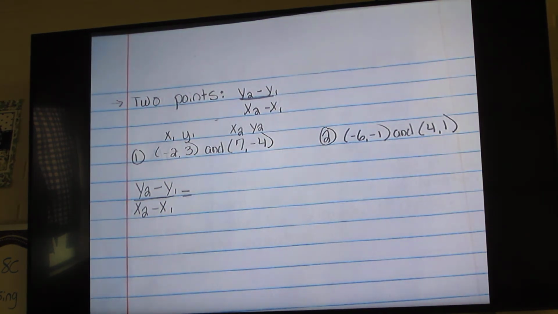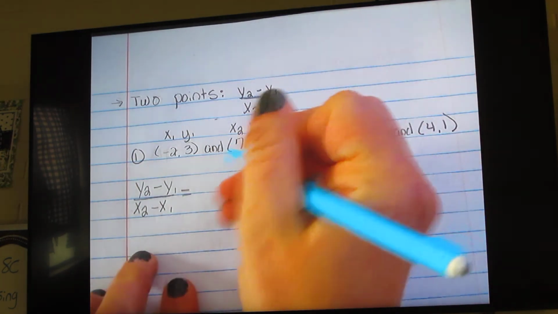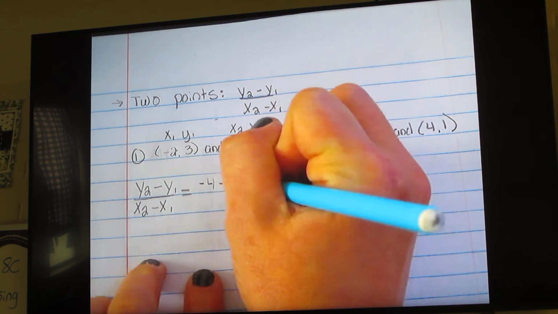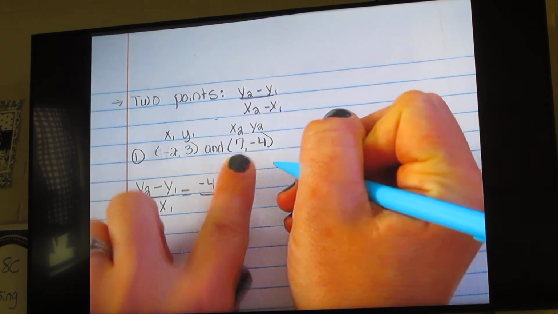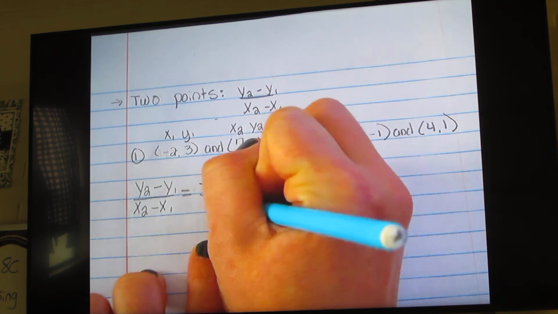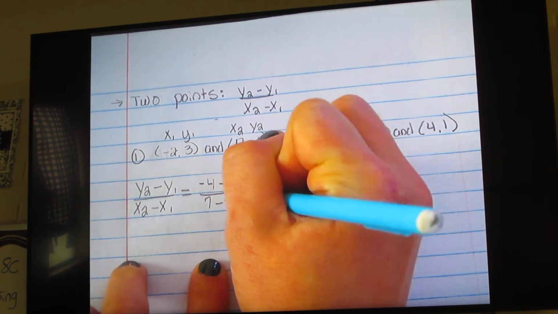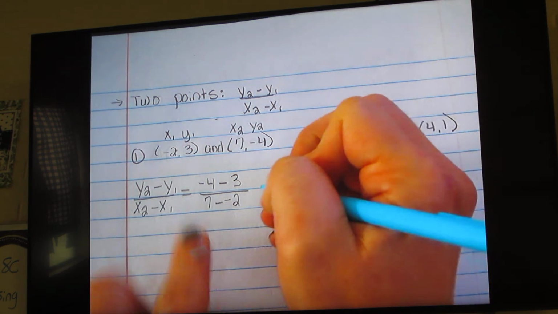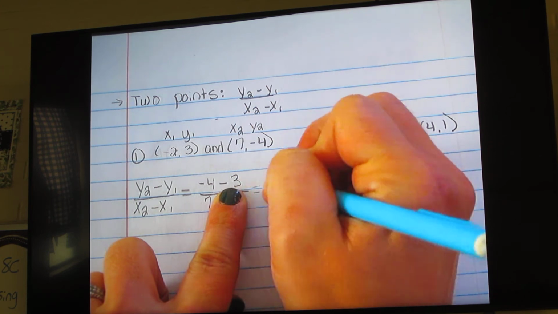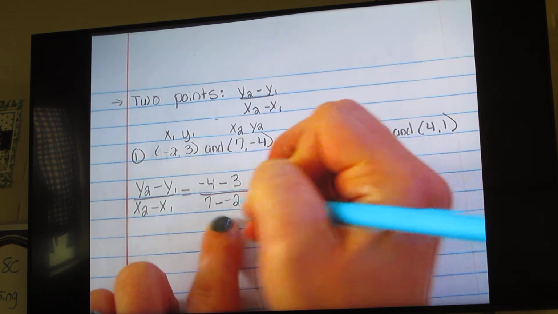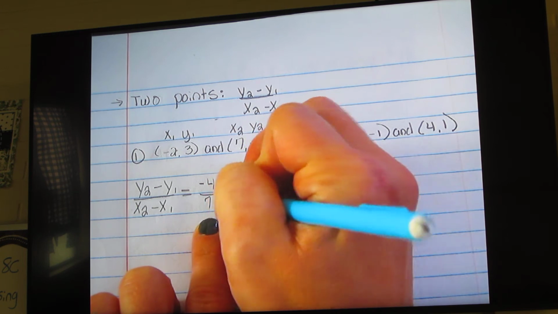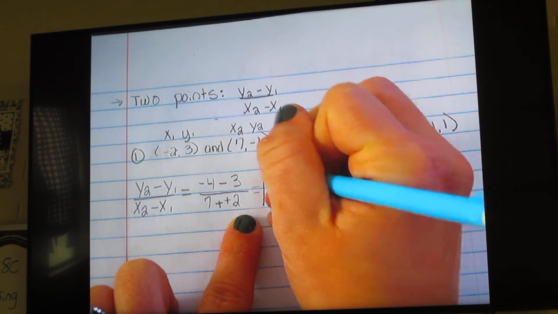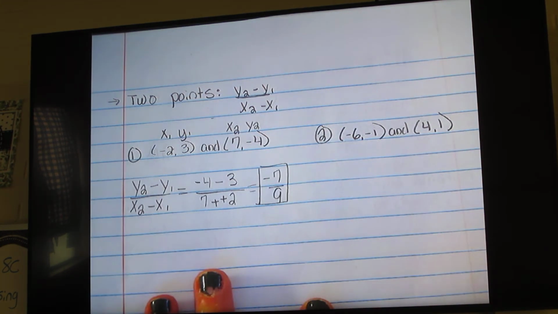Now, I start putting things in my bowl and mix them together, so I'm going to put things into my formula. So y2 is -4, minus y1, which is 3, divided by x2, which is 7, minus x1, which is -2. You have to be real careful. The minus and the negative, you can't just put one, you have to put both. So I'm in the hole 4, and I go in the hole 3 more, so I'm in the hole 7. 7 and minus the negative, y'all, remember, it changes to positive. So 7 plus 2 is 9. This cannot be simplified, so I am done.